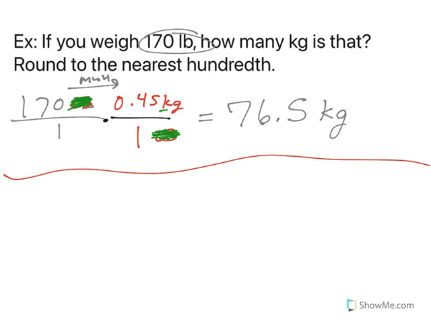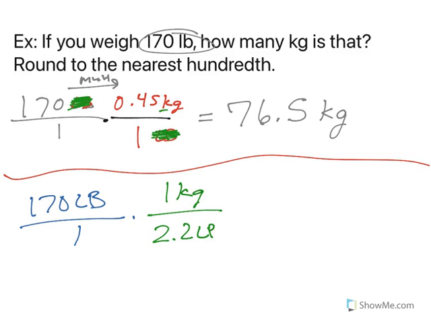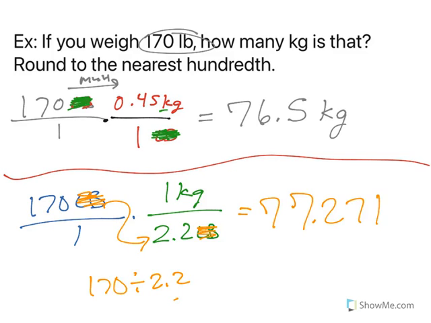Great. Now let's do the same problem. So 170 pounds. But now let's use 1 kilogram is 2.2 pounds, right? Still an identity ratio, still works. So this still allows my pounds to cancel out because that's important. But now that the 2.2 is in the denominator, now I'm going to divide by 2.2. That gives me 77.27 kilograms rounded to the nearest hundredth.